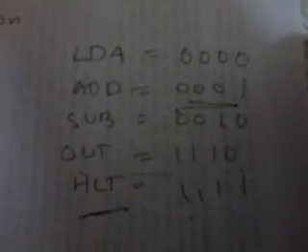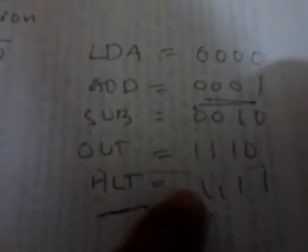Suppose we want to add 1 plus 2 in our computer, and we want to use the addresses 0EH and 0FH. So first things first, LDA is equal to 0000 and ADD is equal to 0001. These are the mnemonics for SAP1. The subtract instruction is equal to 0010, OUT is equal to 1110, HALT is equal to 1111.